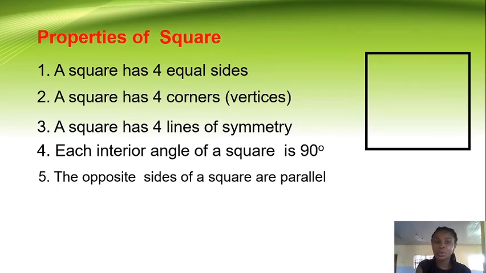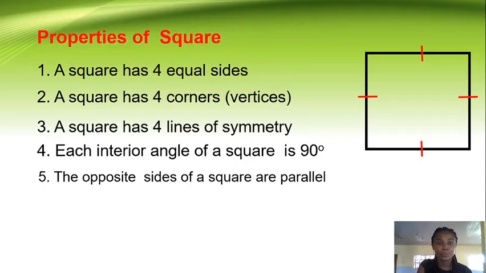So the first one says a square has four equal sides. Let's find out. Can you see those red short strokes on each side? We have one on each side. So it is telling us that all the sides are of equal length. That is, if side 1 is 5 centimeters, for example, side 2 will also be 5 centimeters, side 3, 5 centimeters, side 4, 5 centimeters. 4 equal sides.